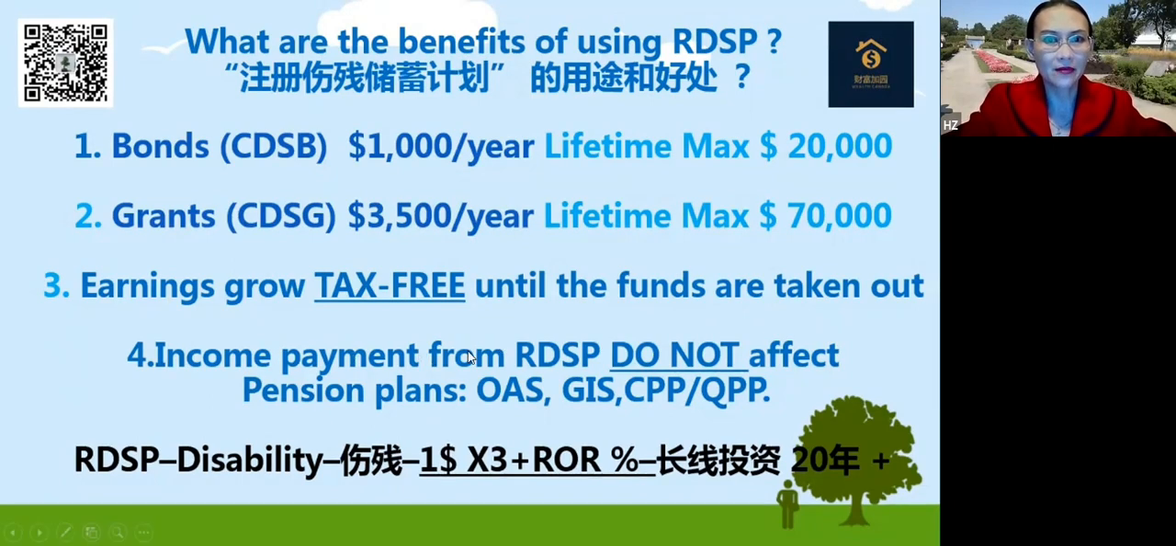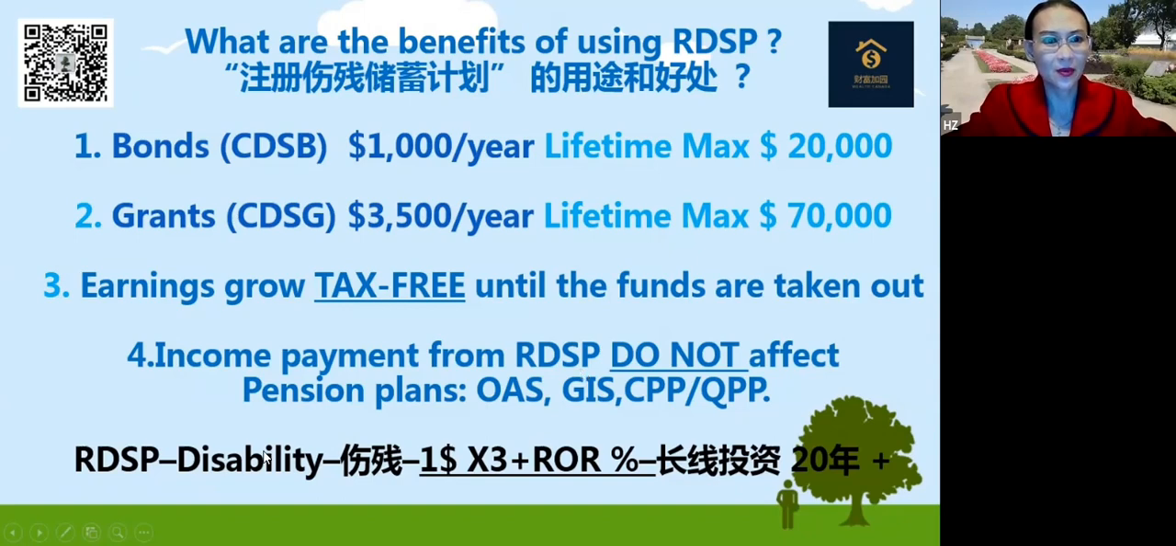Then income payment from RDSP means what? When the person needs to take out the money, it does not affect the pension plans, including Old Age Security, Guaranteed Income Supplement, CPP, and QPP. So there's no clawback. You can still receive the government money. RDSP is on top of that.